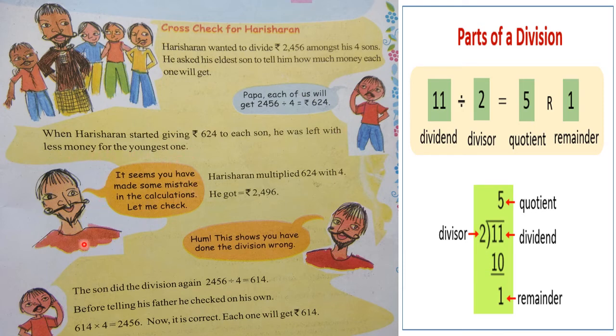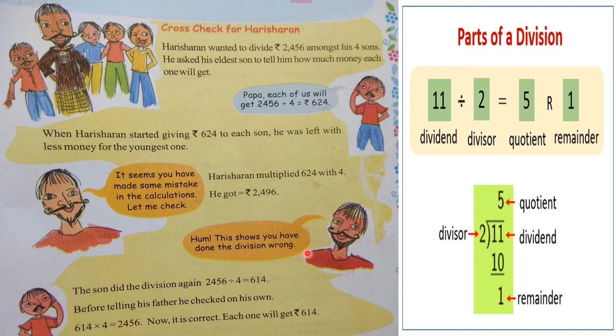That means he found that there is some mistake in the division, right? He sees he has made some mistake in the calculation. Let me check. So how will he do the checking? Harisharan multiplied 624 into 4. So he got rupees 2496. Here it is 56, here it is 96. So there is a mistake in the division, right? This shows you have done the division wrong.